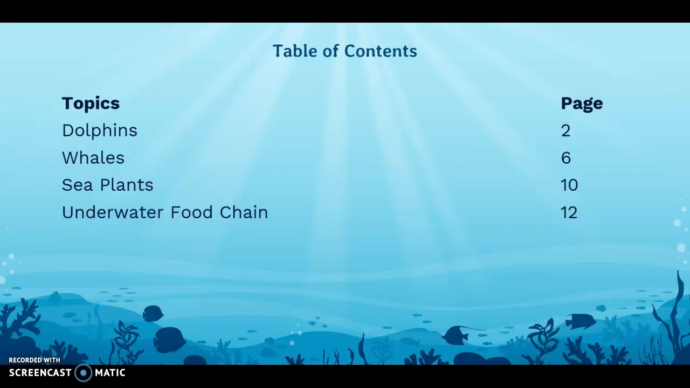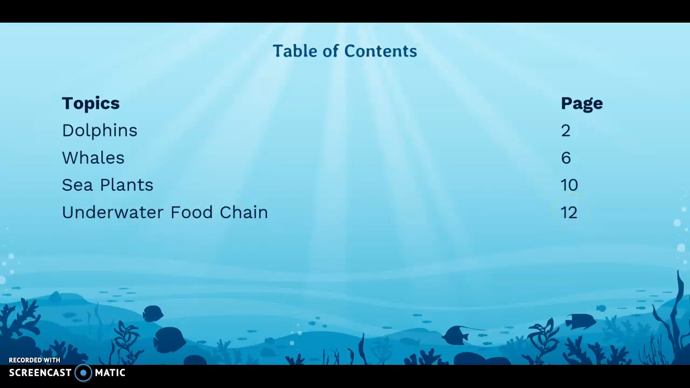The last nonfiction text feature that we're going to talk about tonight is the table of contents. If you'll notice on the left, you see the topics. And on the right, you see the word page, because that's where you'll find the page number that these topics begin on. Dolphins begins on page 2. Notice how I followed from left to right to find the page number. So let's see, what page would whales start on? Starts on page 6. Sea plants start on page 10. And the underwater food chain starts on page 12.